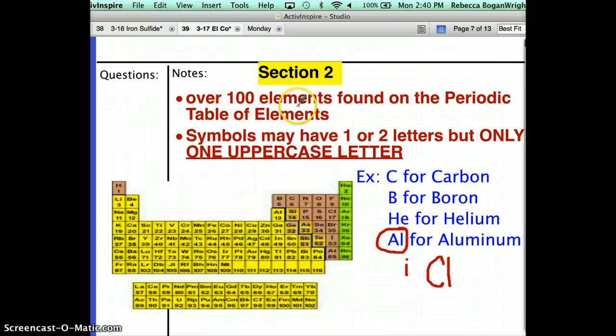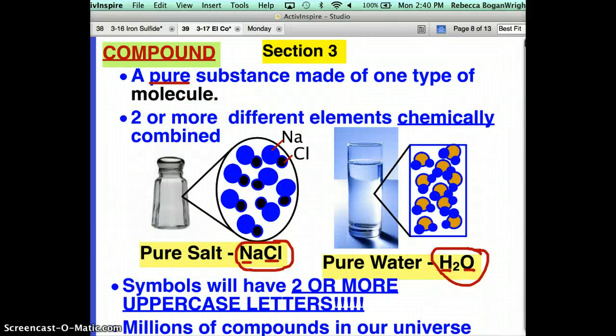Here's another contrast between elements and compounds. There's only about 100 elements found on the periodic table. There's millions of different combinations of how those elements can get put together to create a compound.